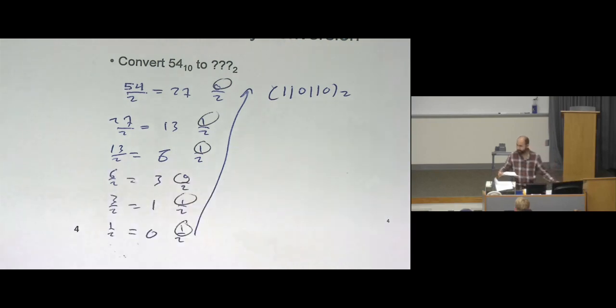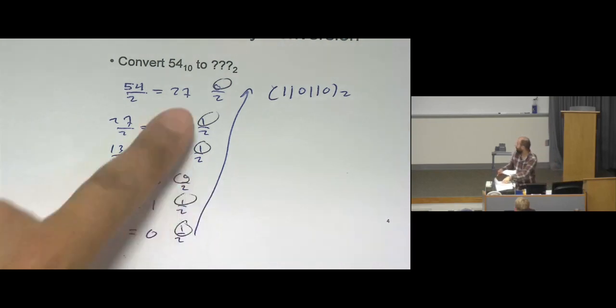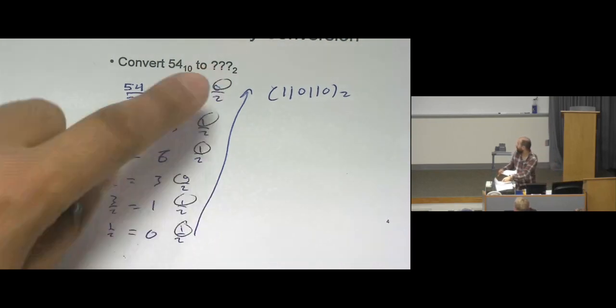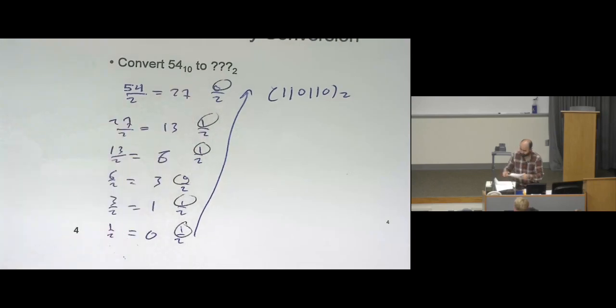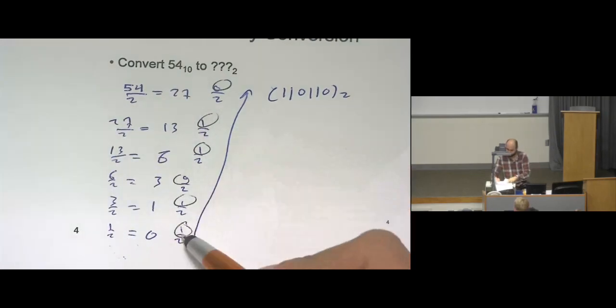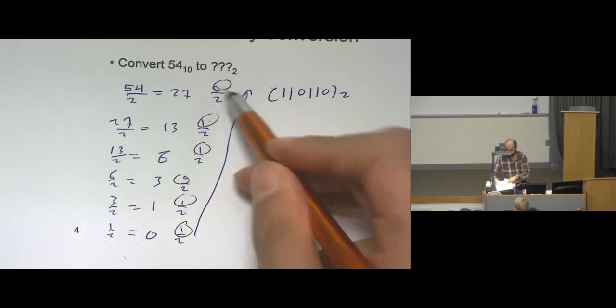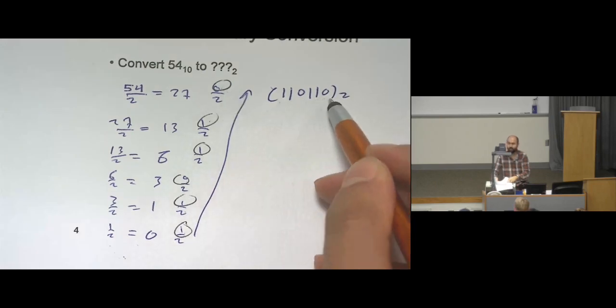Where did your last 0 come from? It looks like you ended with 1. Oh, you went from the bottom up. Is that what you did? Yes, start from the bottom to the top. So 1, 1, 0, 1, 1, 0.